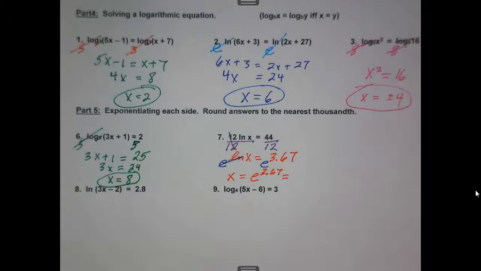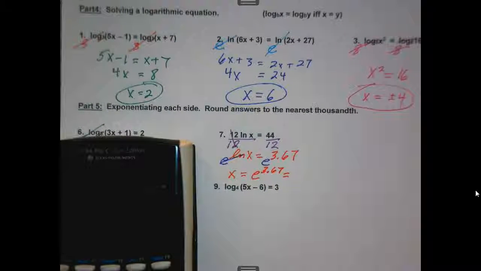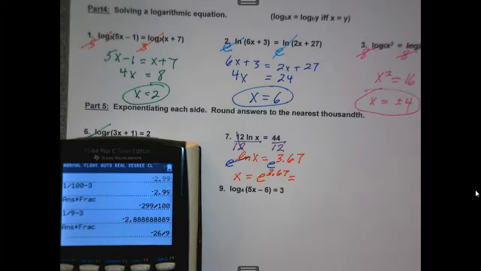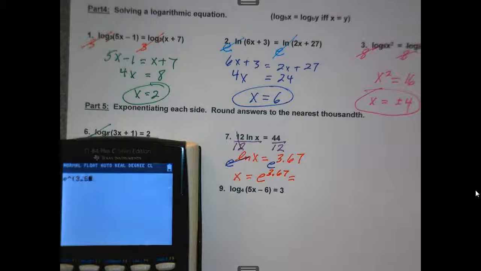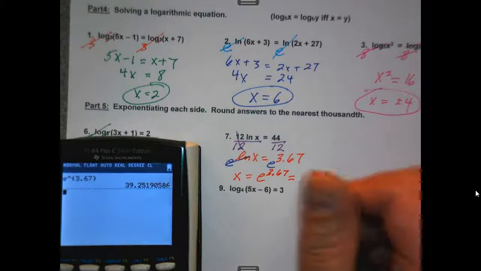Calculator people. E raised to the 3.67, 39.252.